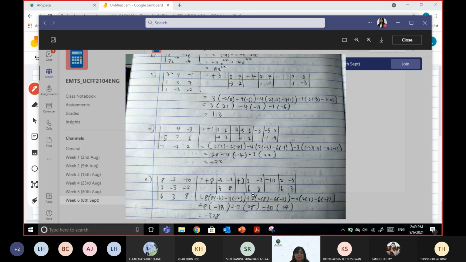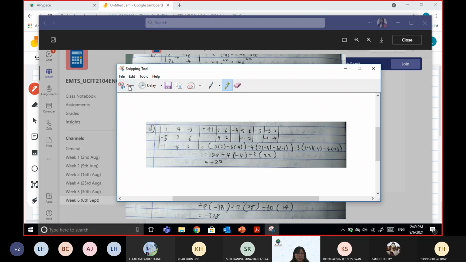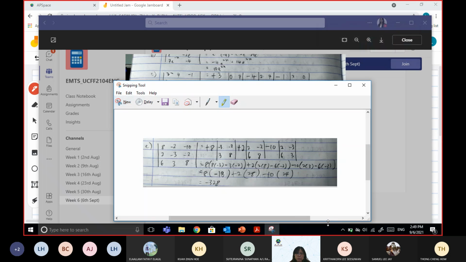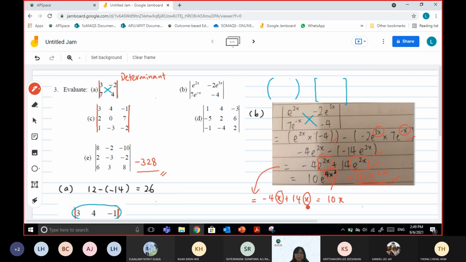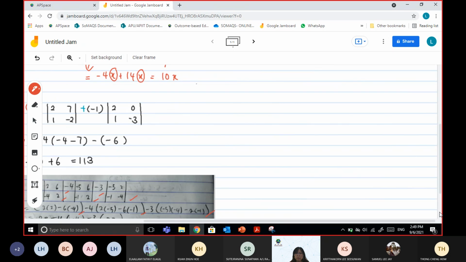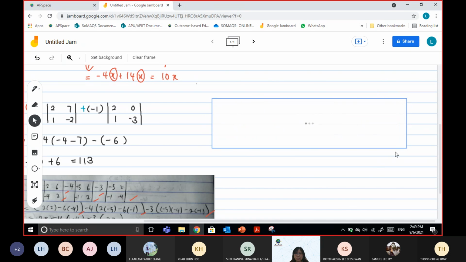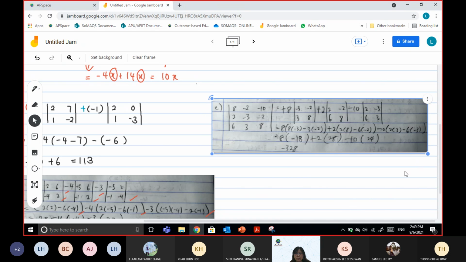I think just now when Sutesh posted the solution, there is a solution for E as well. So if you don't get it right, maybe you can refer to his solution here. This is the answer for E. This is the solution, you can check this out.